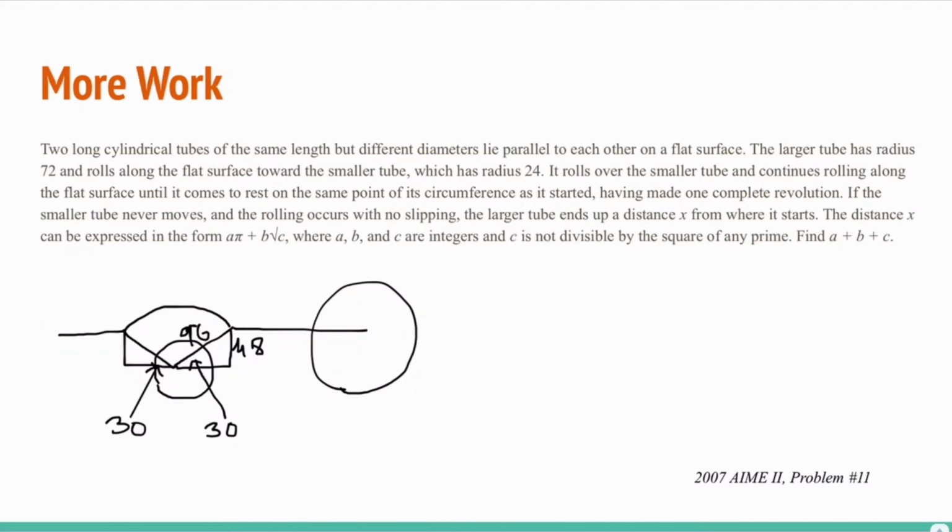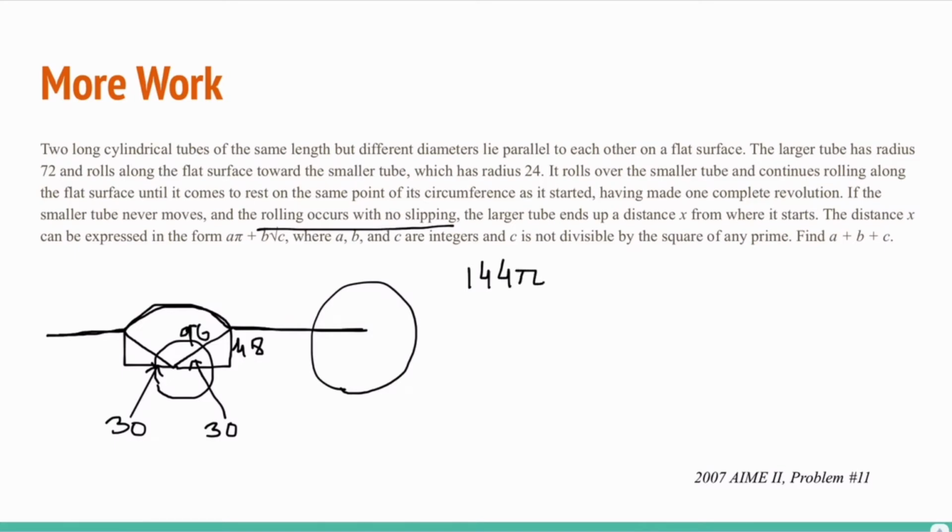To solve this problem, we also need to know that for rolling occurring without slipping, the path traveled by the center of the circle has the same length as the radius times the angle turned in radians, or has the same length, in this case, as a circumference. So we know that this whole length will be 2 pi times 72, or 144 pi.